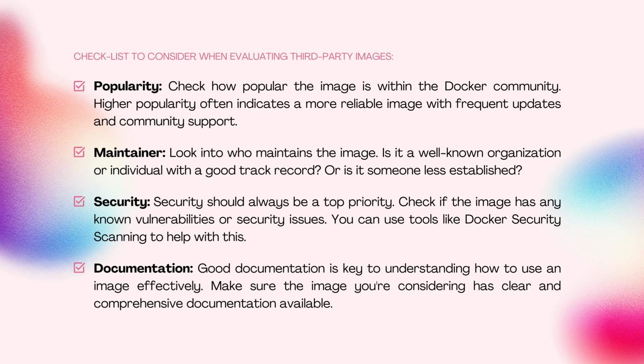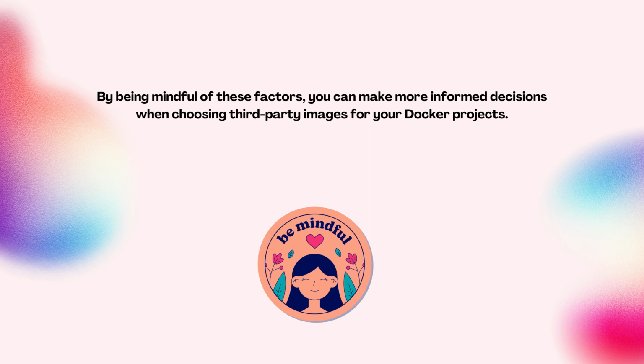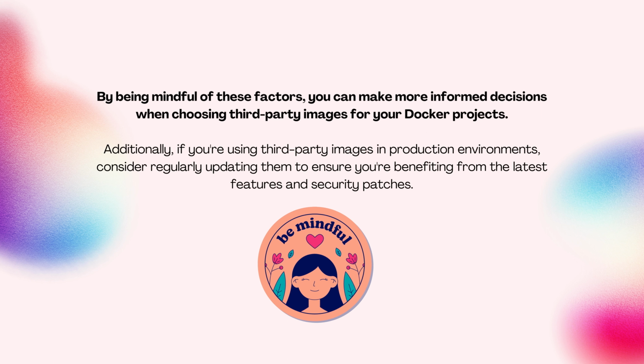Documentation. Good documentation is key to understanding how to use an image effectively. Make sure the image you're considering has clear and comprehensive documentation available. By being mindful of these factors, you can make more informed decisions when choosing third-party images for your Docker projects. Additionally, if you're using third-party images in production environments, consider regularly updating them to ensure you're benefiting from the latest features and security patches.